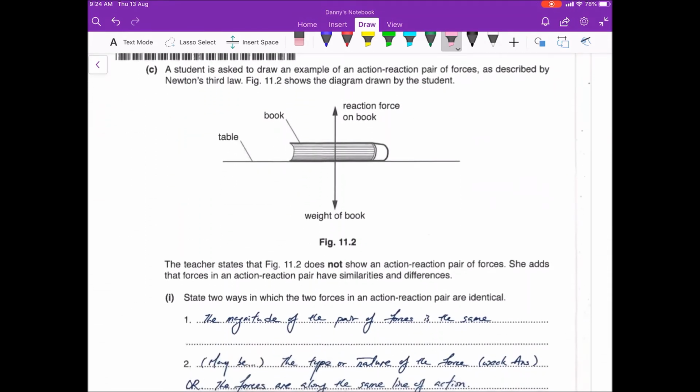Okay, after that, they actually check on your Newton's third law. Always remember, Newton's third law means if there's a force from A acting on B, then there's this thing called an action-reaction pair. So the action-reaction pair would be the force from B on A. So you can see that this is always swapped.